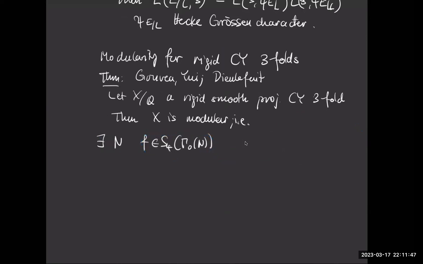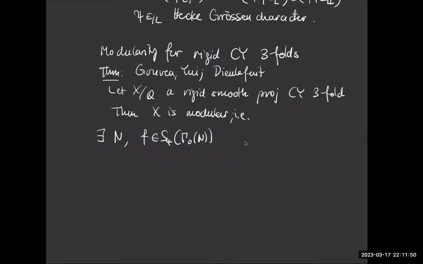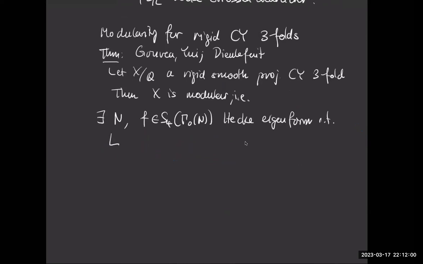There exists an n and an f Hecke eigenform such that the L function of the middle cohomology of X agrees with the L function of f. So this statement looks very similar to the modularity for elliptic curves, but actually it's weaker in at least two ways in my understanding.